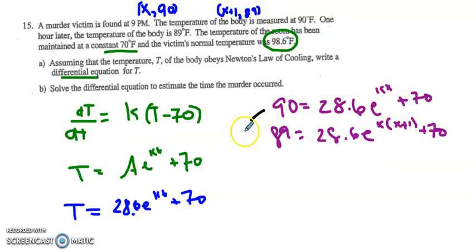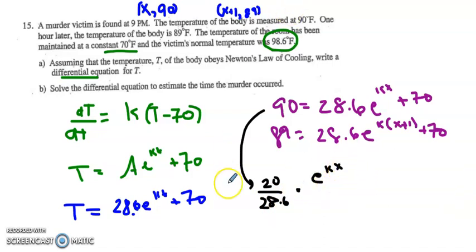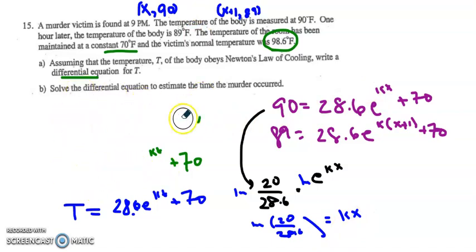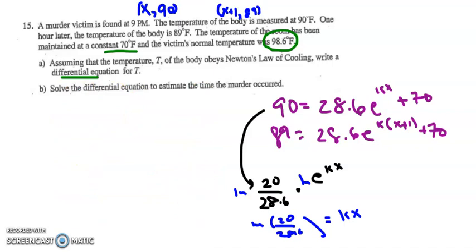So if I work with this first equation here, I'm going to subtract 70 to get a 20, then divide by 28.6. So I have 20 over 28.6 equals e to the kx. Then you're going to take the natural log of both sides. Natural log here, natural log there, and I have ln of 20 over 28.6 equals kx. All right, so now I need actually to erase some stuff over here so I have some space to do my magic on the second equation.